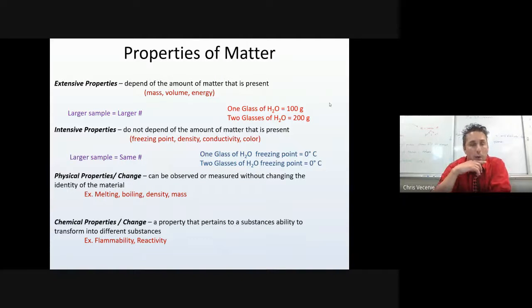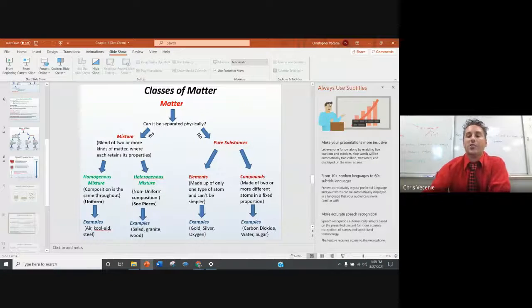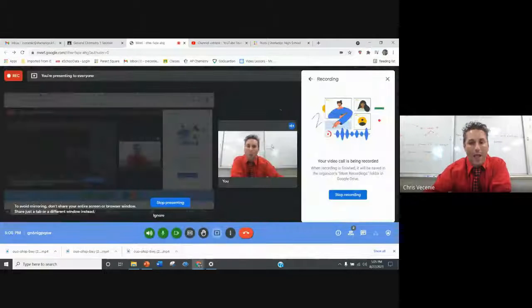So usually I'll use properties of matter to kick off the next class because we get into reactions, which are chemical changes. But this gives you a lot to work with if you guys are going to keep chipping away at your section reviews. And remember, those section reviews are due on Friday.